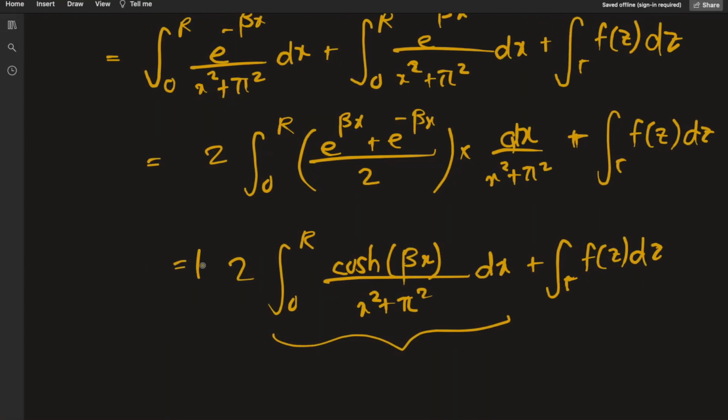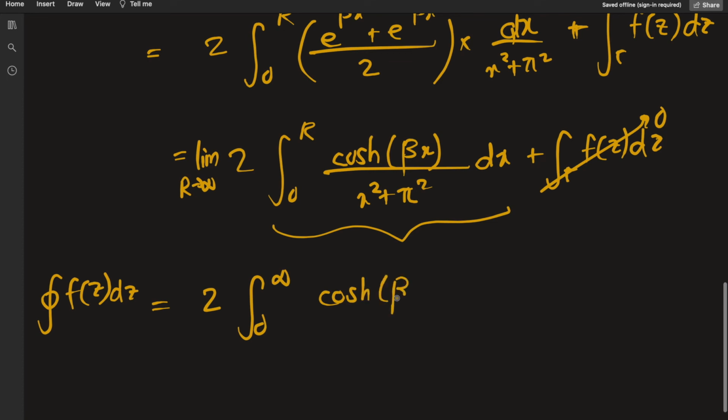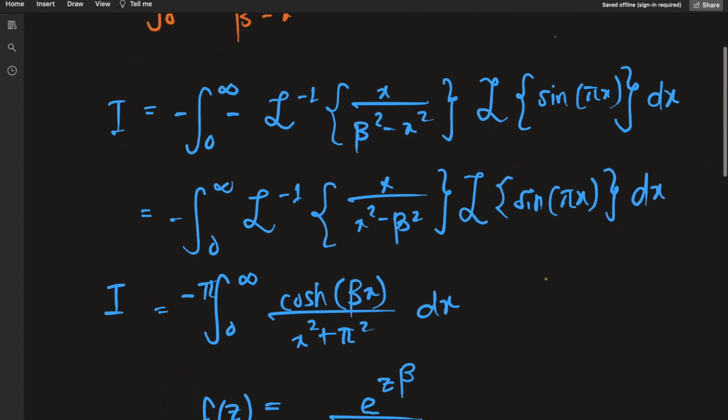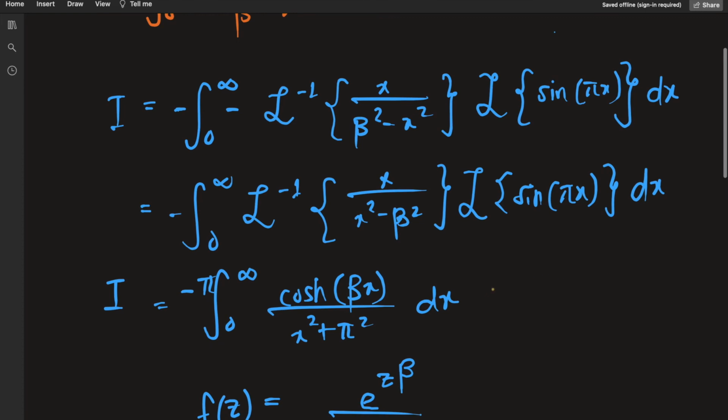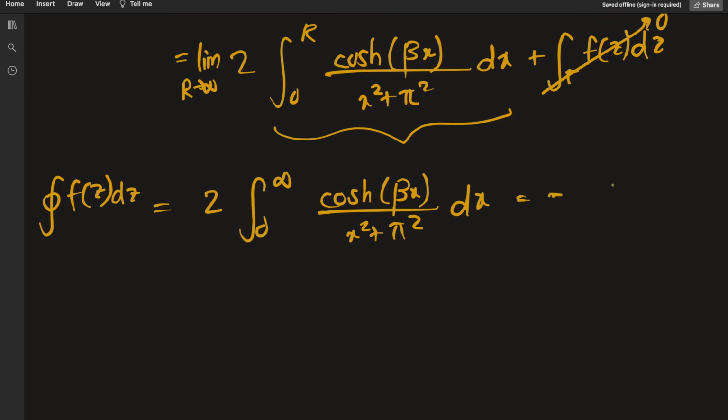Okay, so we know one thing. If we take the limit as r goes to infinity on both sides, this will go to 0. And our contour integral just becomes 2 times the integral from 0 to infinity of hyperbolic cosine of beta x over x squared plus pi squared dx. And that's precisely negative i over pi, if we simplified it.